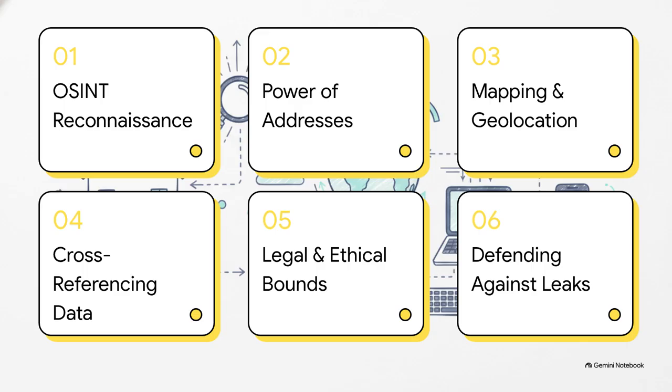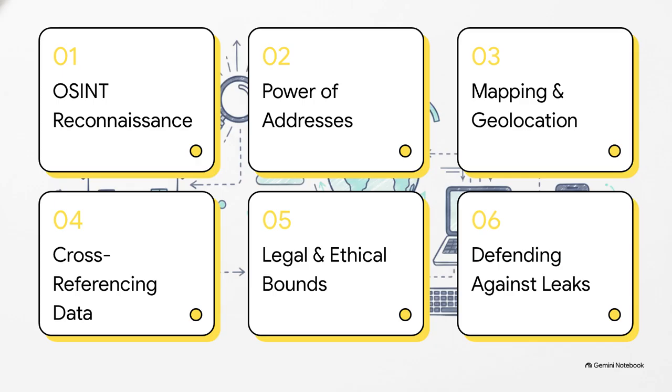So, here's our game plan for today. We're going to kick things off with the reconnaissance phase, then narrow it down to the physical anchor of an address. From there, we'll dive into mapping tools, cross-referencing public records, setting some firm legal boundaries, and finally, figuring out how you can actually defend against these info leaks.